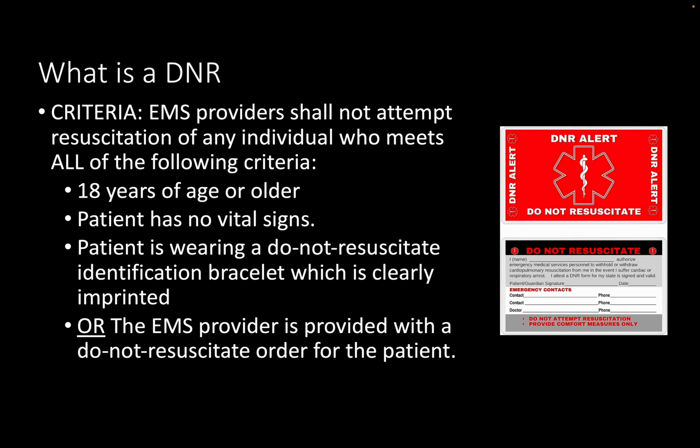In order to follow a DNR order, like I mentioned, the patient has to be 18 years or older and have no signs of vitals. This includes no pulse, no evidence of respirations. The patient is going to be wearing a do not resuscitate identification bracelet or necklace, and this is clearly imprinted with the patient's name, phone number, and the declarant's attending physician information, including their phone number as well.